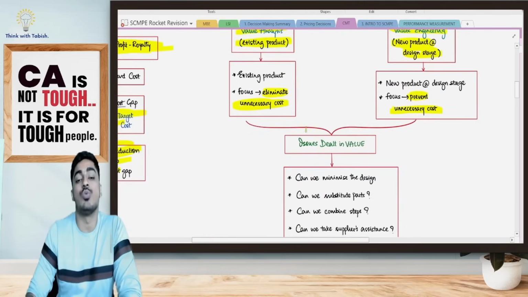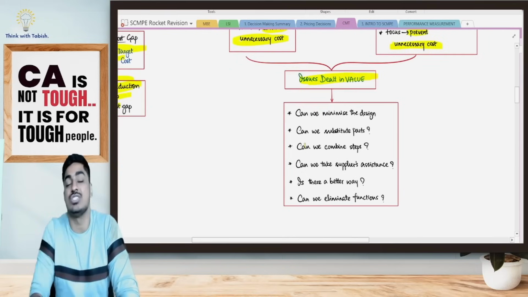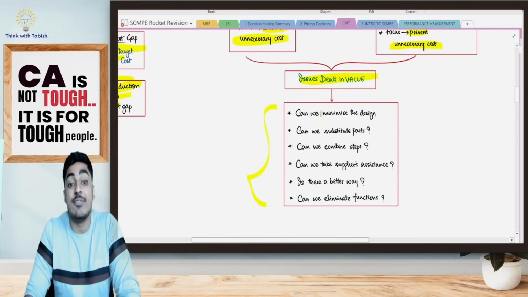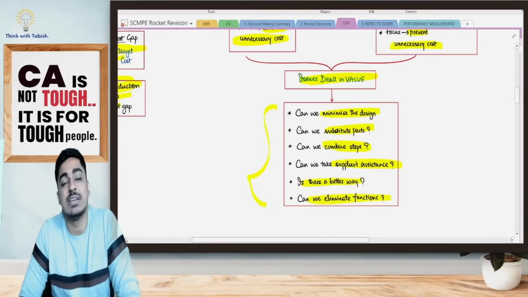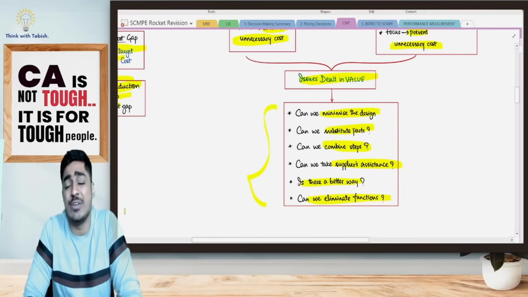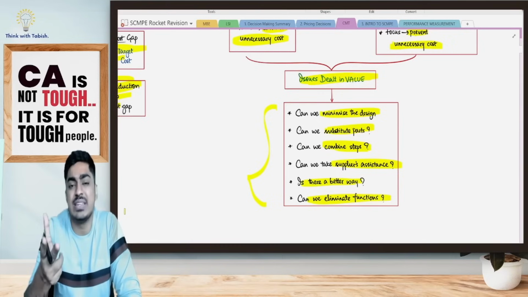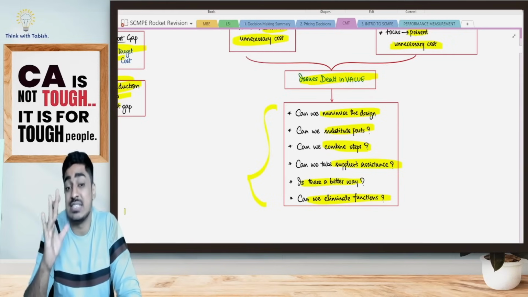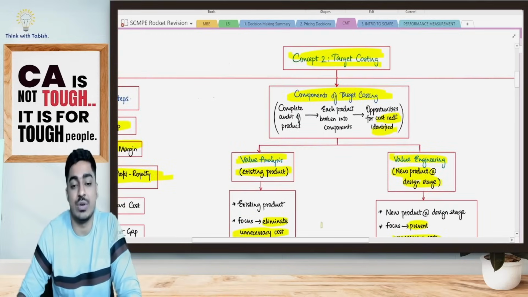Is it clear? So, what all issues are dealt with in value analysis or value engineering? Some questions to be asked. Can we minimize the design? Can we substitute parts? Can we combine the steps? Can we take supplier's assistance? Is there a better way? Can we eliminate functions? Yes or no? Yes, so this one you can remember.